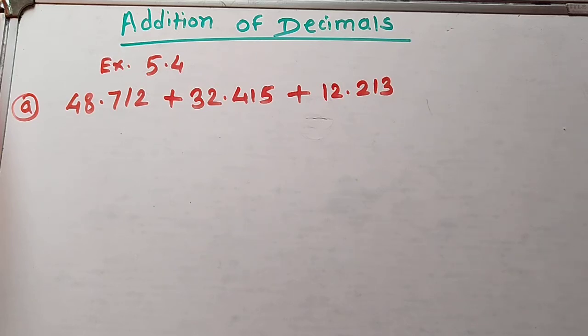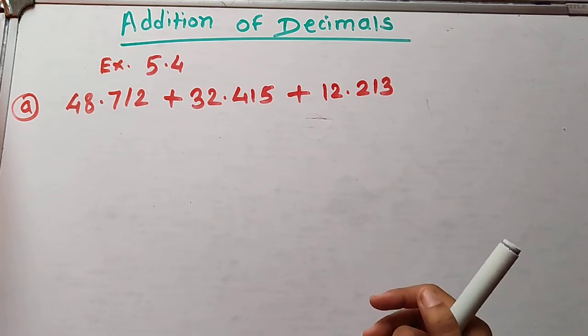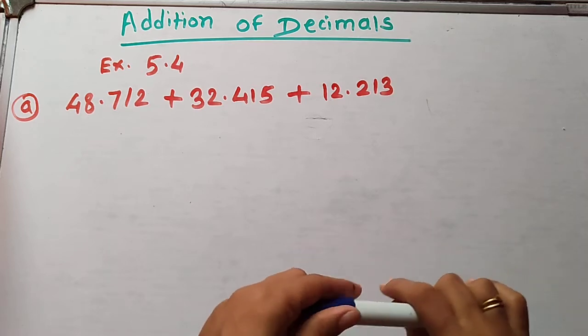In the last session, we saw the comparison of like and unlike decimals. So today we see the addition of decimals. See here, this is a question from your exercise 5.4. The decimals are given.